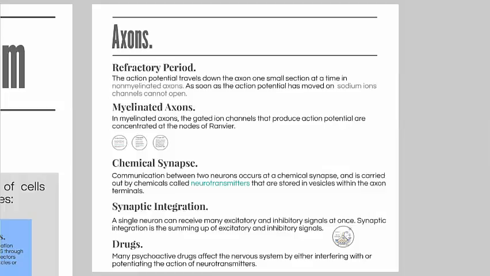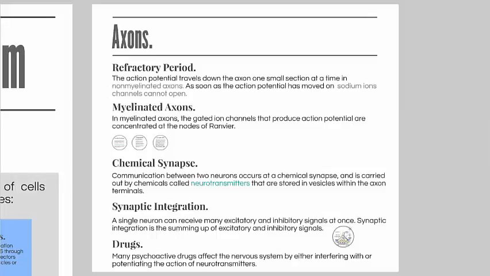Myelinated axons. In myelinated axons, the gated ion channels that produce action potential are concentrated at the nodes of Ranvier. The action potential then jumps from one node to another, allowing the action potential to travel faster down the axon.